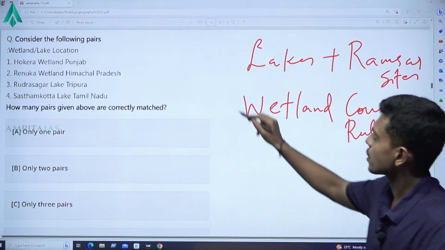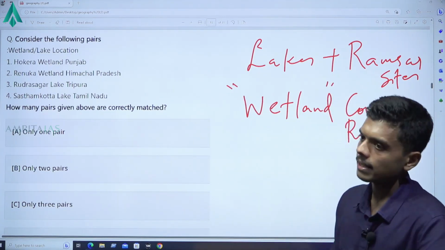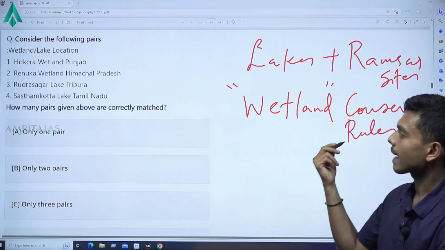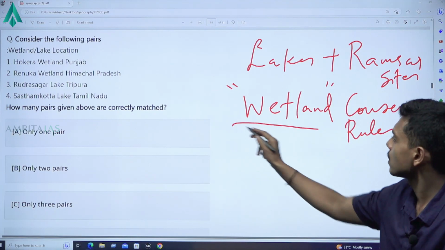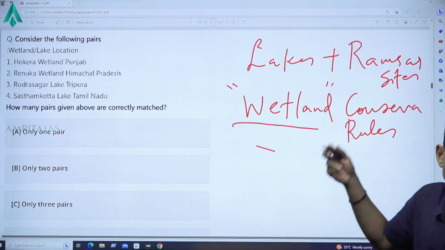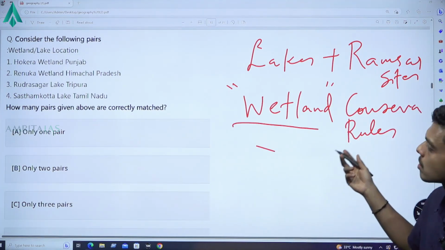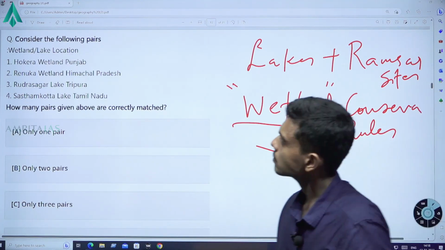Then what is the definition of wetland? Does a paddy field, can it be called as a wetland? What are the exemptions from the definition of wetland? These rules are framed under which act? Environment Protection Act. So these things can be asked.